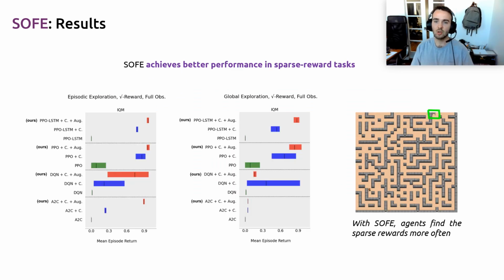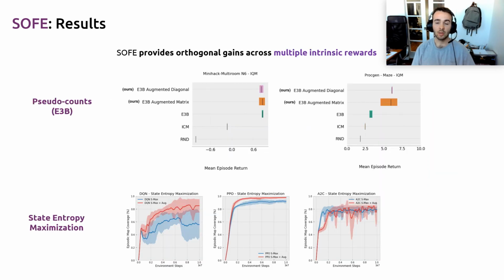Our results show that SOPHI is agnostic to the reinforcement learning algorithm, as we achieve better exploration, higher map coverage, and better downstream task performance with different algorithms, including PPO, SAC, DQN, and actor critic. Importantly, SOPHI provides orthogonal gains across multiple intrinsic rewards of different nature, including pseudo-counts and state entropy maximization.